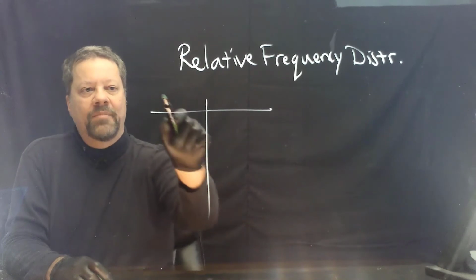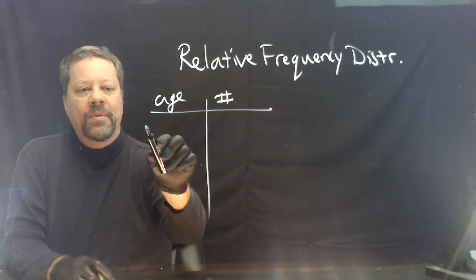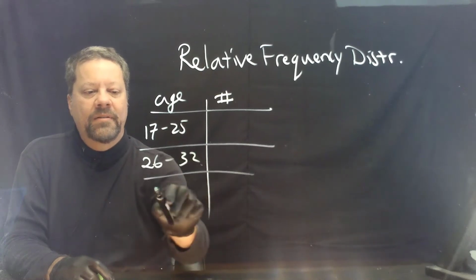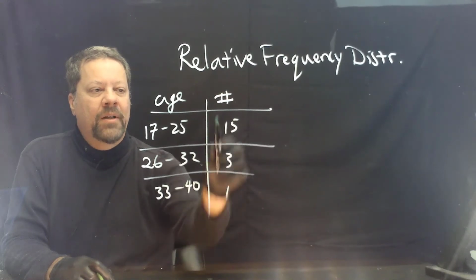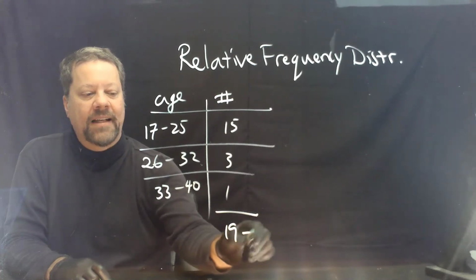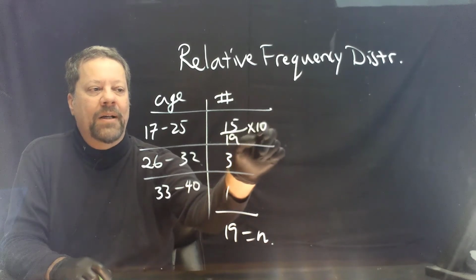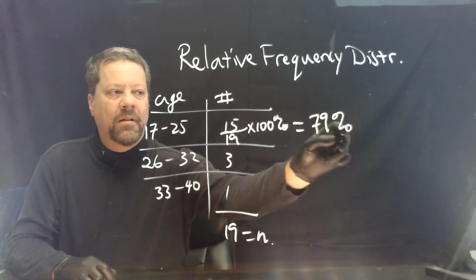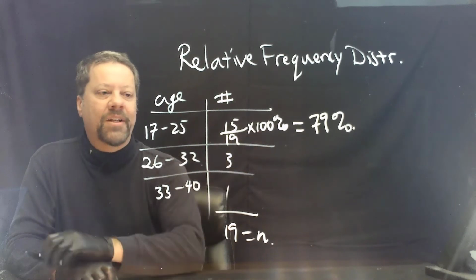In the last example, we had age and then number. This was 17 to 25, 26 to 32, 33 to 40, with 15, 3, and 1. We wouldn't use 15, 3, and 1 directly. Notice the total number of data values is 19. That's your n. We'll take 15 divided by 19 times 100%. On my calculator, that's about 79%. You'll give 79% in the relative frequency distribution.